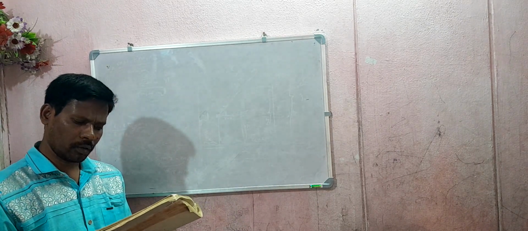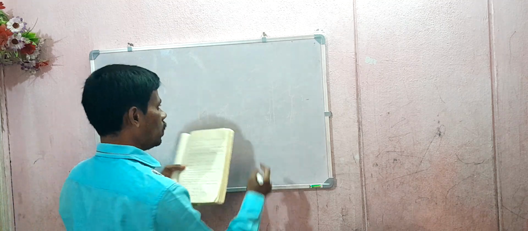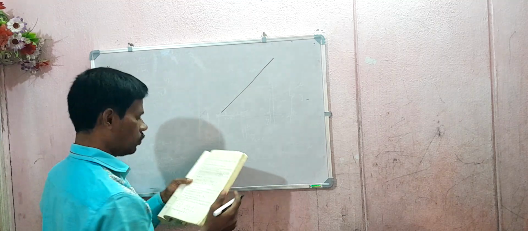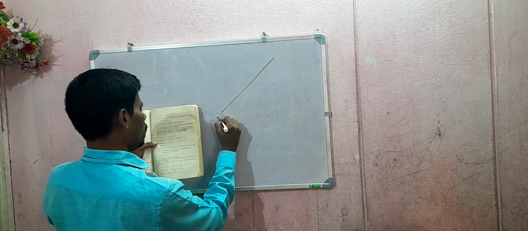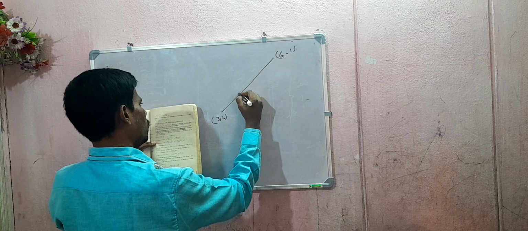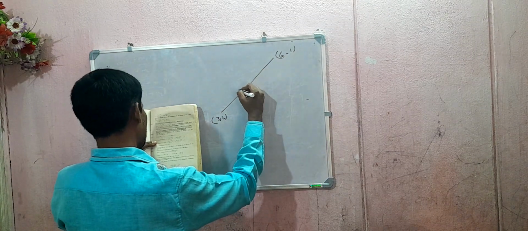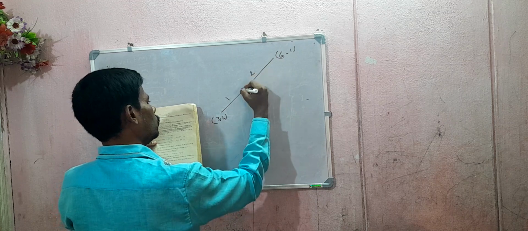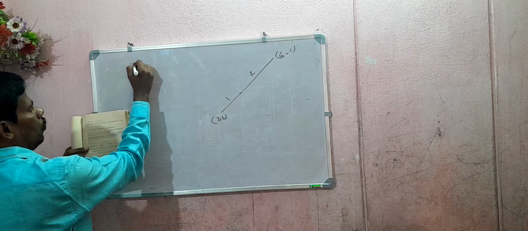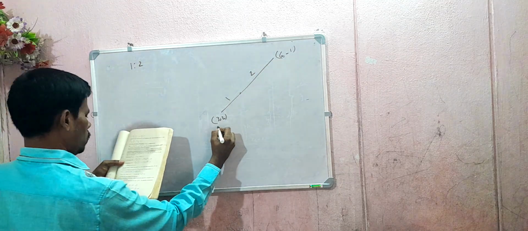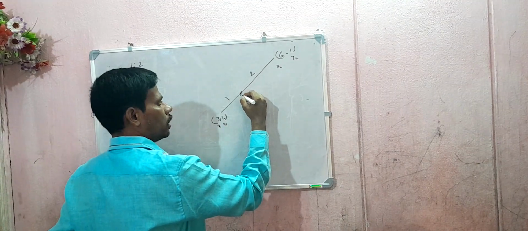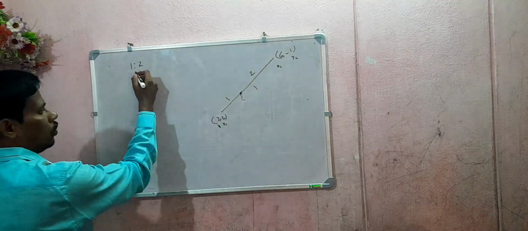Find the coordinates of a point R if R divides two points given. We are just applying that formula. What is given here? 3 comma 2 is given and 6 comma minus 1 is given, and the ratio is given as 1:2. This is written as x1 y1, this is x2 y2. We need to calculate some point here.